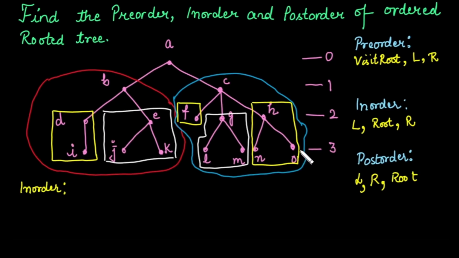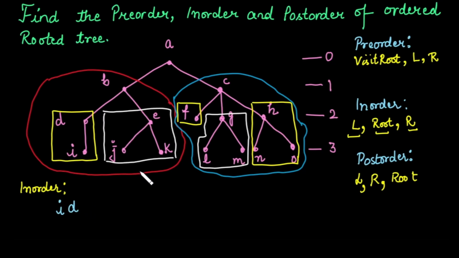For in-order, first we will deal with level 2. On level 2, we have these 5 subtrees. So write their in-order. In in-order, first we need to travel on the left, then root, and then right. For the first subtree, the root is traveled in between. First we will cover its left child, but there is no right child.